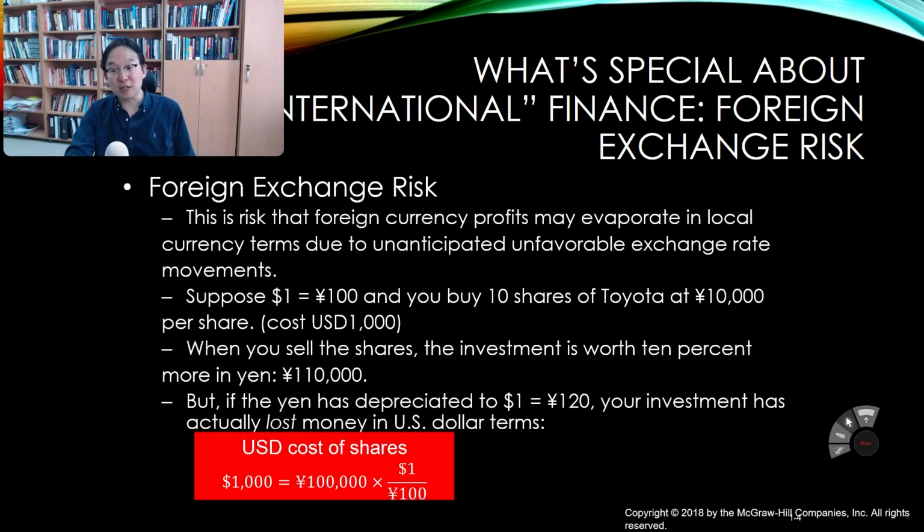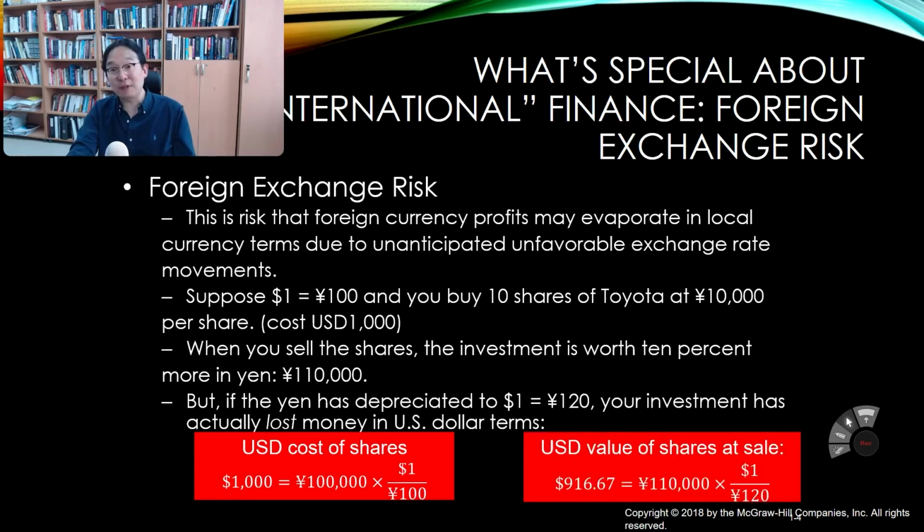So you see the calculation. The US dollar cost of shares is $1,000, because 100,000 yen times $1 divided by 100 yen, that's the FX rate representation between US dollars and Japanese yen. So if you do the math, it's 1,000. But at the end of the period, how much in US dollar terms? $916.67 only, because 110,000 yen is divided by a bigger denominator now, 120 yen per dollar.